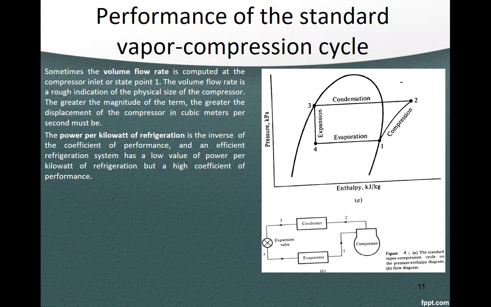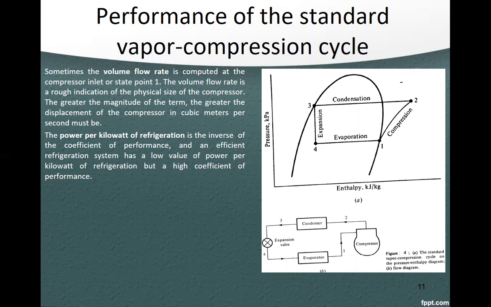Ito naman ay ang power per kilowatt of refrigeration. Reciprocal siya, kaya mas mababa, mas okay, kasi iyon ang tinatawag na energy savings. Iba ang power sa kilowatt of refrigeration. Kapag may makita kayong mga aircon na horsepower, para maging kilowatt, multiply ninyo ng 0.746. Pero hindi iyon, at least ang horsepower of refrigeration iyon.